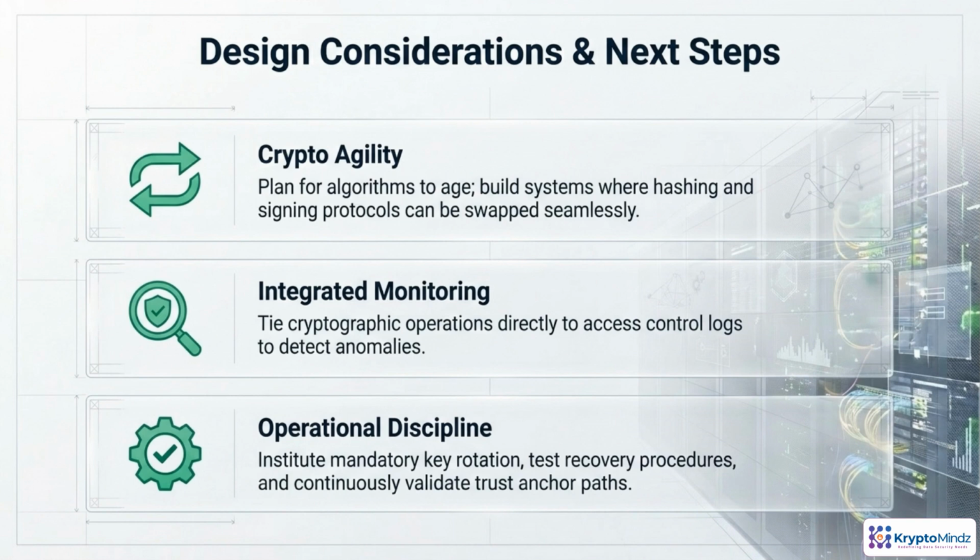As you move toward implementation, treat cryptography as something you'll replace, not something you'll finish. Design clear abstraction layers so you can migrate hashes, ciphers, and signature schemes with configuration changes, not rewrites. Feed every sensitive crypto event into your security monitoring pipeline, so anomalous key use becomes an alert, not a forensic surprise. And enforce operational discipline. Automated key rotation, regular recovery drills, and periodic verification that every trust anchor is still trustworthy.